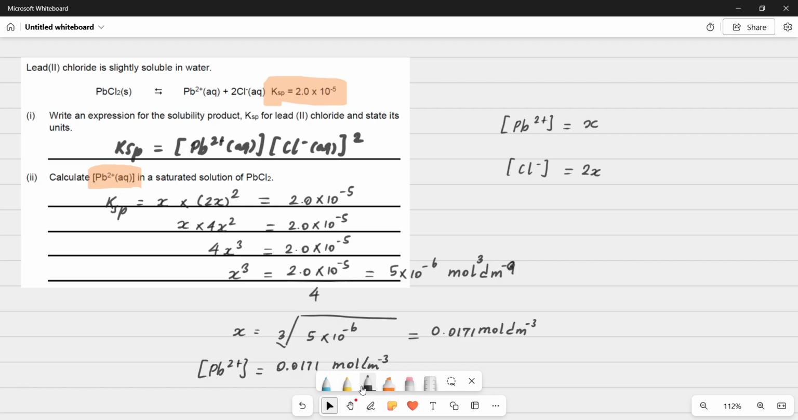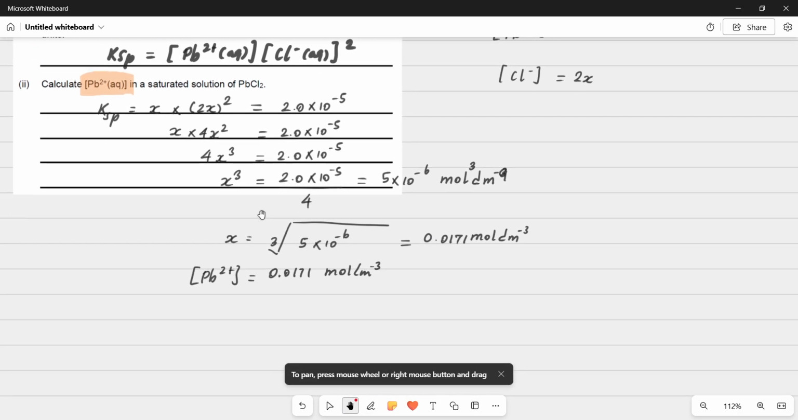If they ask for the Cl- ion concentration, then it will be 2 times x. So 2 times 0.0171, which is 0.0171 multiplied by 2, which is equal to 0.0342 mol dm^-3. But in this question they did not ask you to find the Cl- ion concentration. If they ask, you can do it like this.